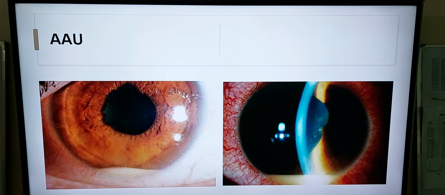There is something wrong with this picture. Can anybody point it out? I realized this after I made the presentation. So there is hypopyon, but there's something wrong with this picture. This is a picture of acute anterior uveitis, but in Behcet's the eye is relatively quiet, but there is mobile hypopyon. So this is what's wrong with the picture.